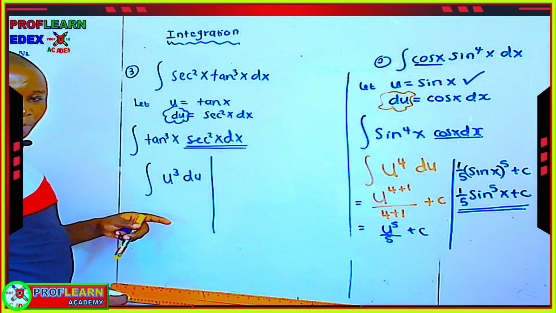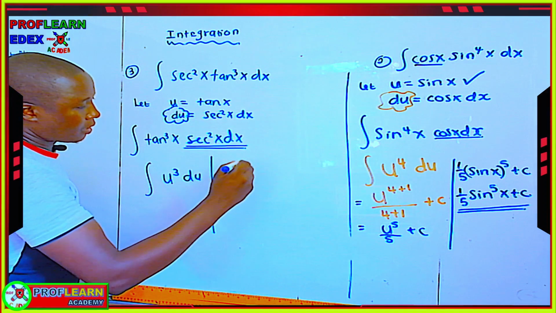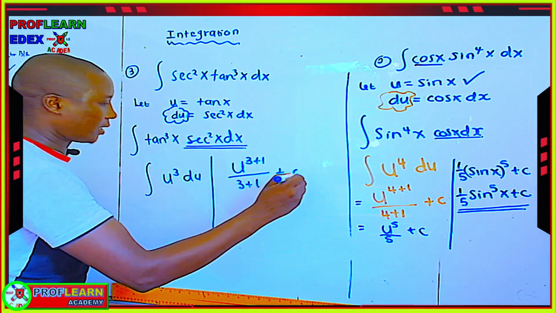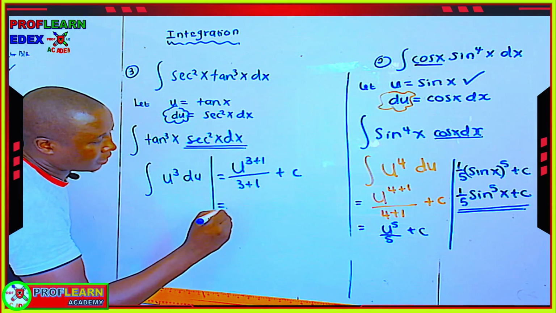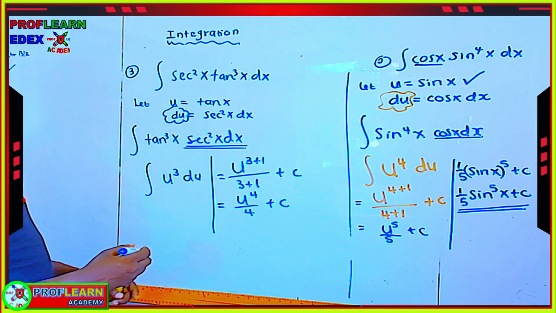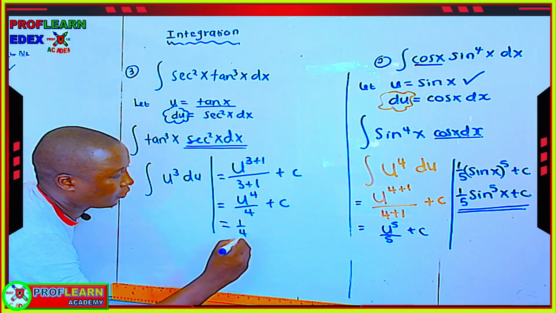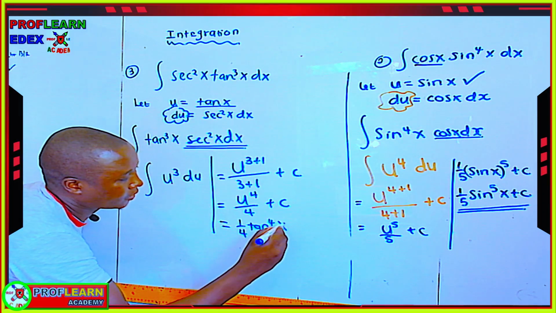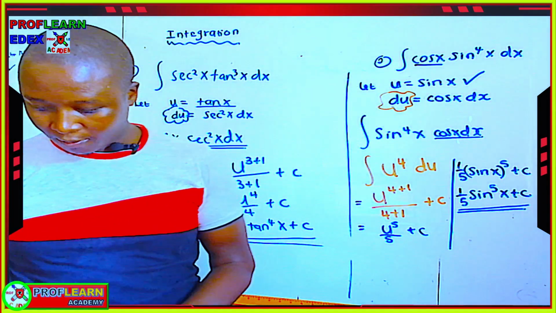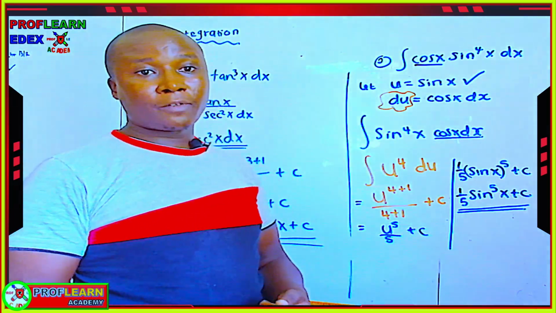Then we can now perform the normal integration technique. So this is going to be u raised to power 3 plus 1, and here we shall have 3 plus 1, then we shall say plus c. Finally, this becomes u raised to power 4 over 4 plus c. But remember our u was what? Tan x. So our final answer becomes 1 over 4 tan raised to power 4 x, then plus c, like that. So that is how you can use substitution in order to perform this particular question.